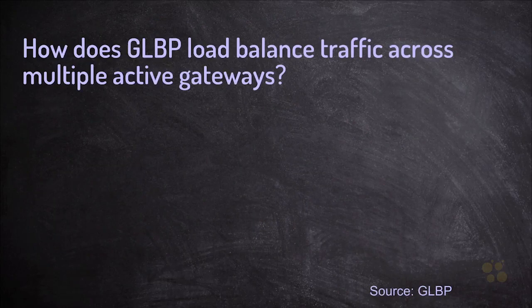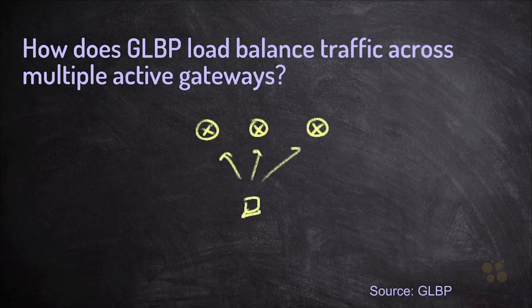Question number 3. How does GLBP load balance traffic across multiple active gateways? This is an open-ended question, so be sure to think through the process of how exactly this occurs. When we have multiple active gateways, we have to make sure that we're able to take the client traffic and load balance it across all of them however we choose. Again, remembering that GLBP has 3 different load balancing methodologies. But specifically in this question, what we're concerned with is how exactly are we splitting that traffic up? And the way we do that is with ARP.